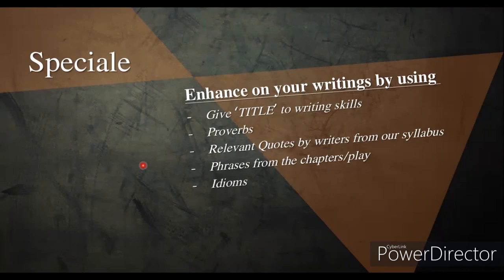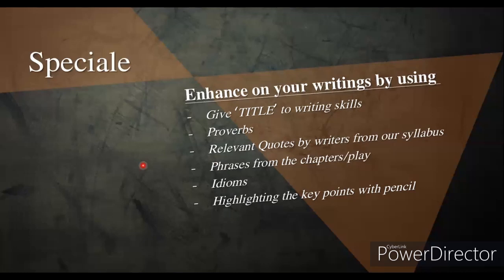You can also make use of idioms, which are like a general statement made by a person, in your examinations. The next point is once again a very important one, that is highlighting the key points with a pencil. But remember, you have to do all these things, that is highlighting, in the end. In the last 15 minutes, which you have with you.